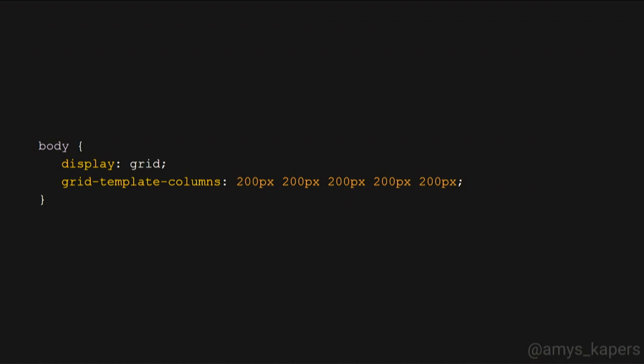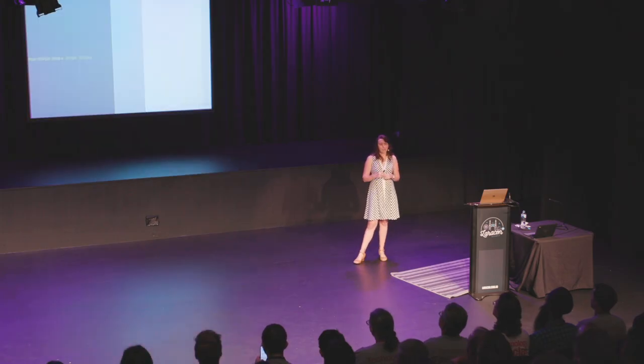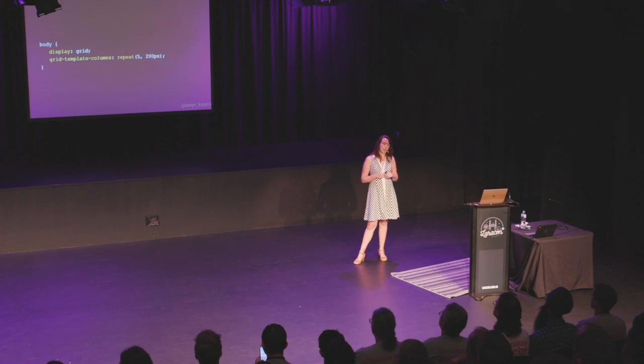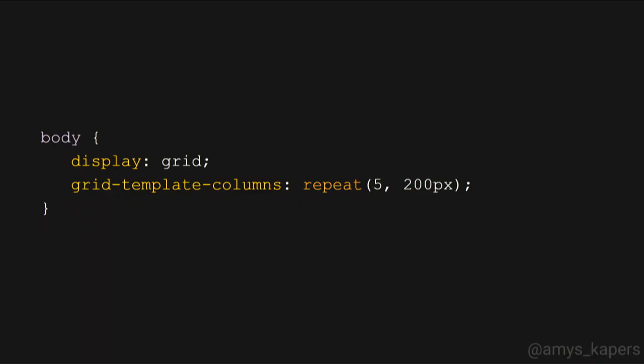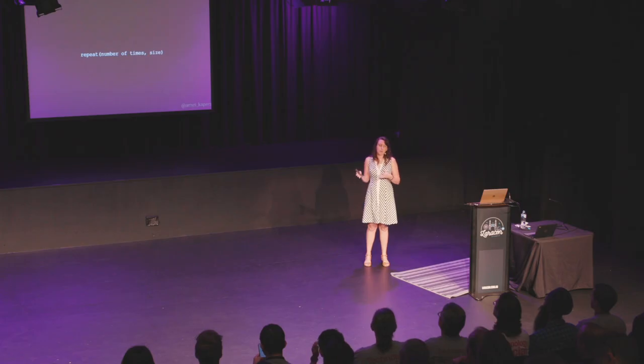Which is okay now, but what happens if we had a 20 column grid? That's a bit ridiculous, right? So instead, I'm going to say repeat(5, 200px). Now, the repeat function is something we get with grid, and it allows us to define the number of times to repeat something and the size of the column that we're repeating.